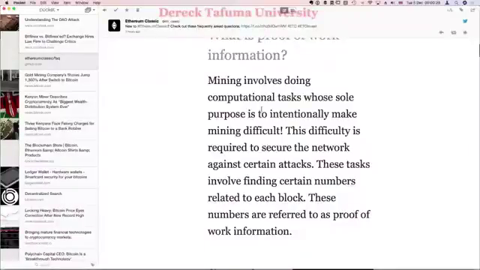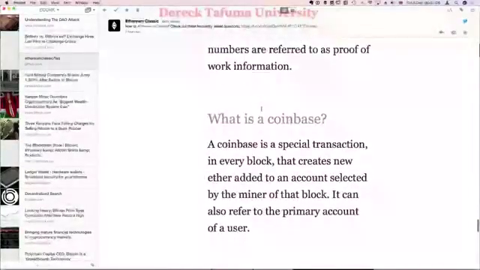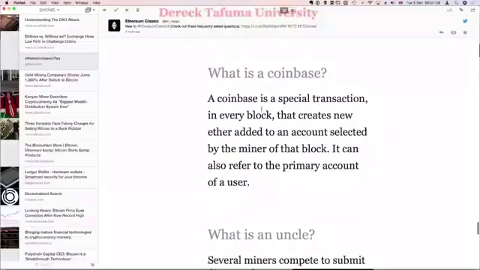So this difficulty is required to secure the network against certain attacks. The level of difficulty is a security measure, because the more difficult it is, the less likely certain attacks are to succeed. These tasks involve finding certain numbers related to each block. These numbers are referred to as proof of work information. So it's just finding numbers. I think it's just trying to guess the correct number, and the one which guesses the correct number first is the one that wins, and gets the cryptocurrency reward.